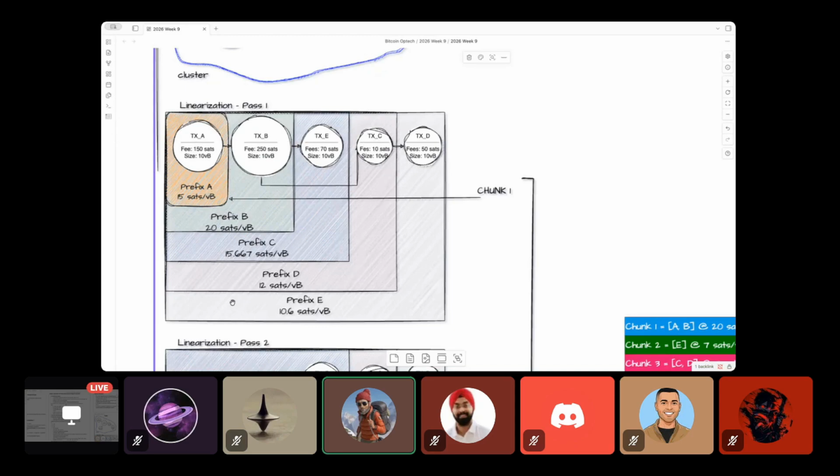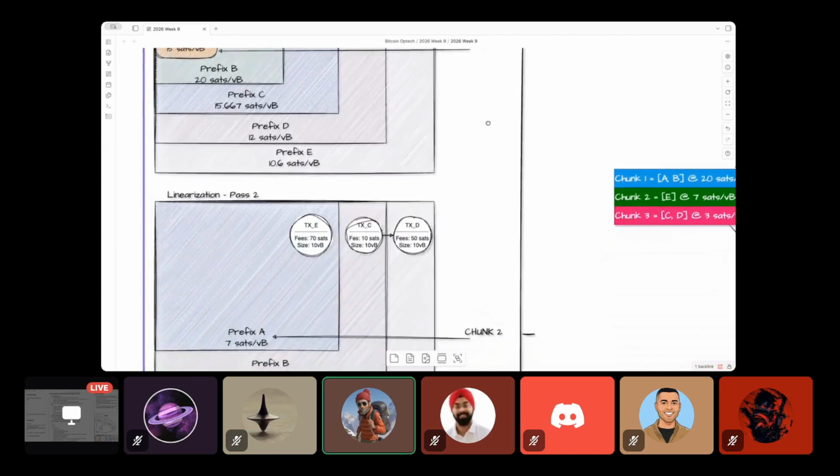If you look at this prefix D, which includes A, B, C, and E, it pays about 12 sats. And if you look at this whole entire thing, it pays about 10.6 sats per vbyte. So now you have a picture as to which prefix gives you the largest fee rate. Evidently prefix B is the choice, so it gets selected. This becomes chunk one. So prefix B becomes chunk one.